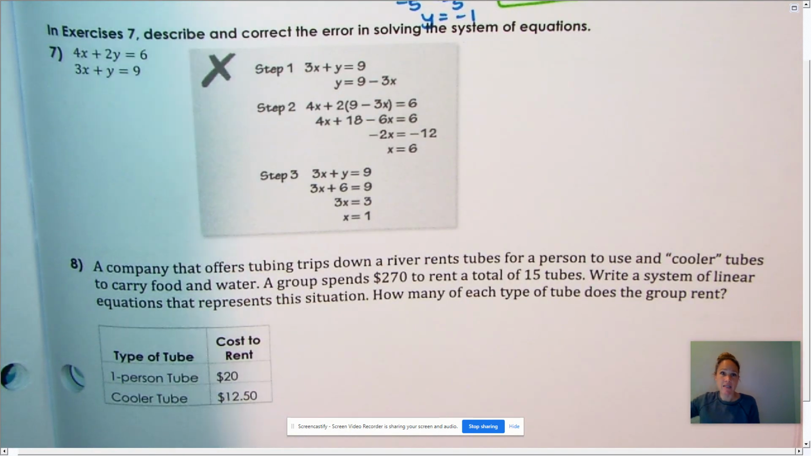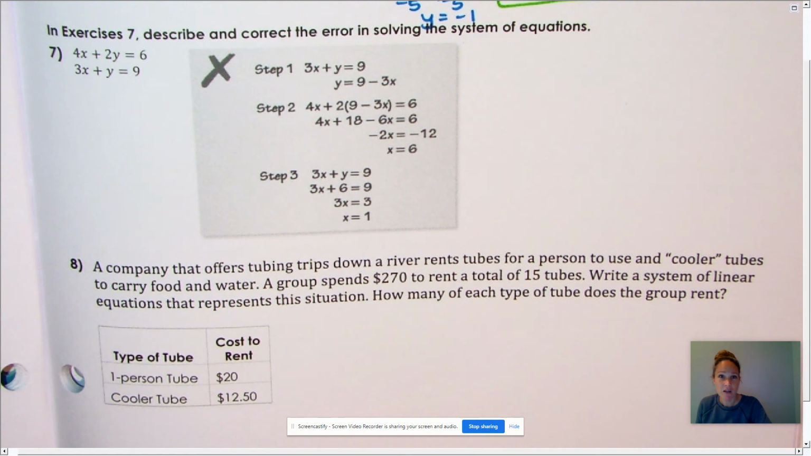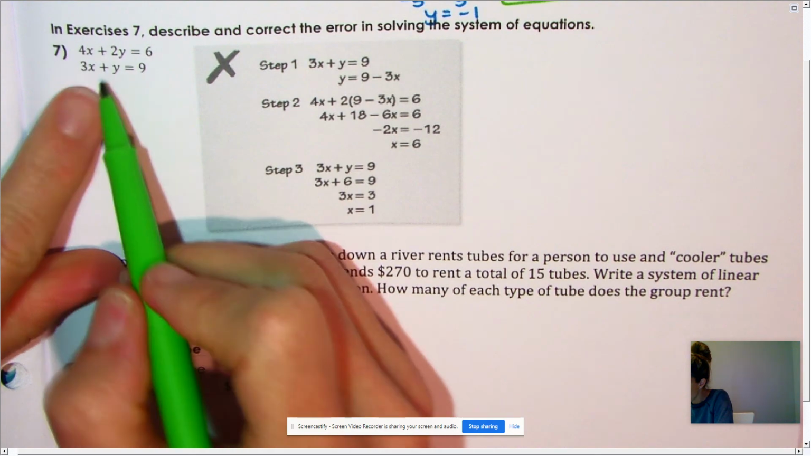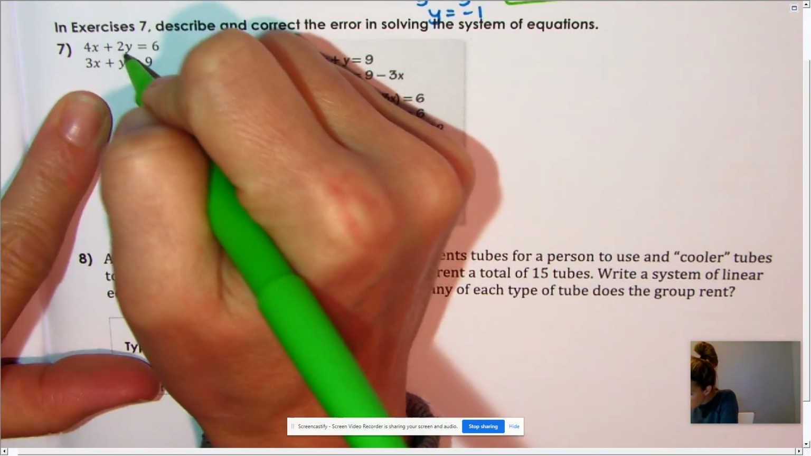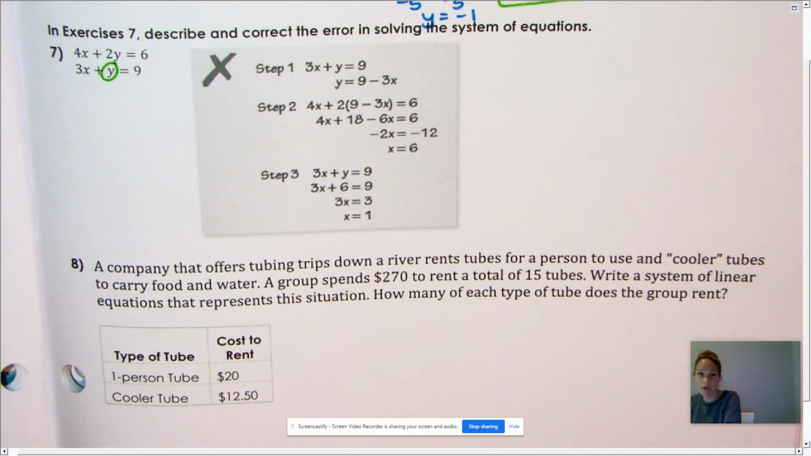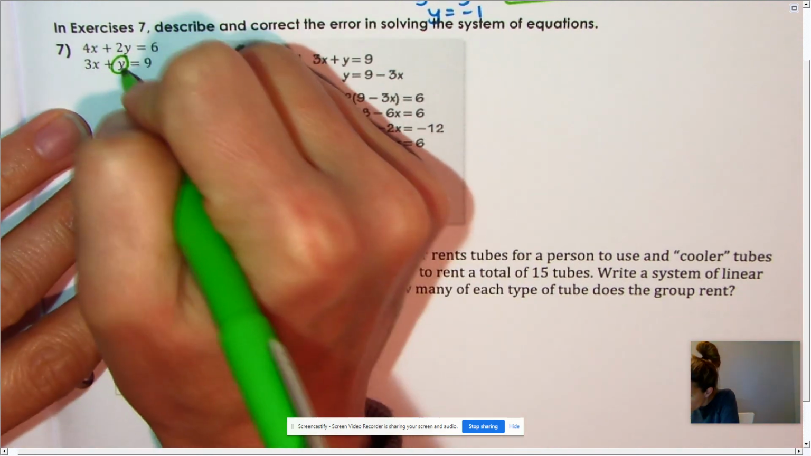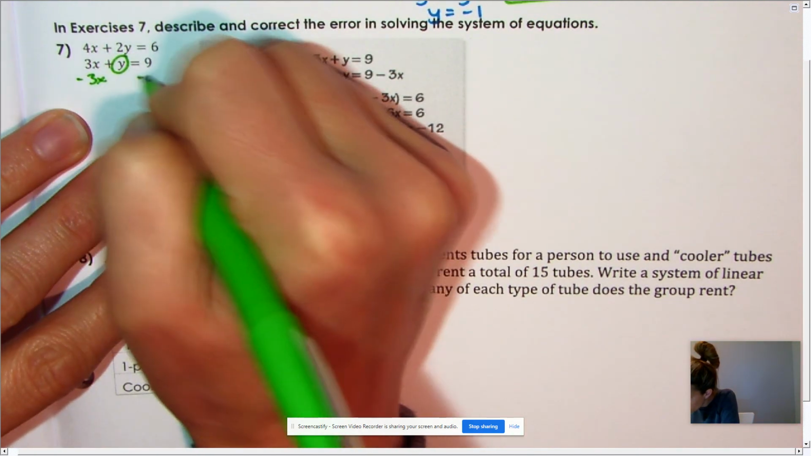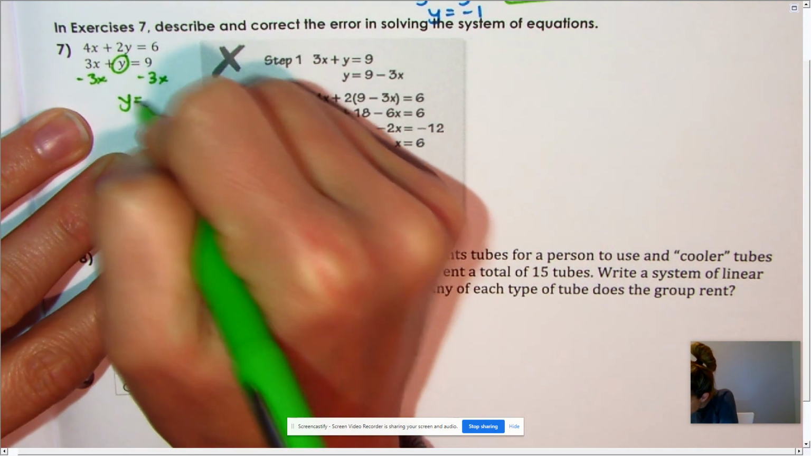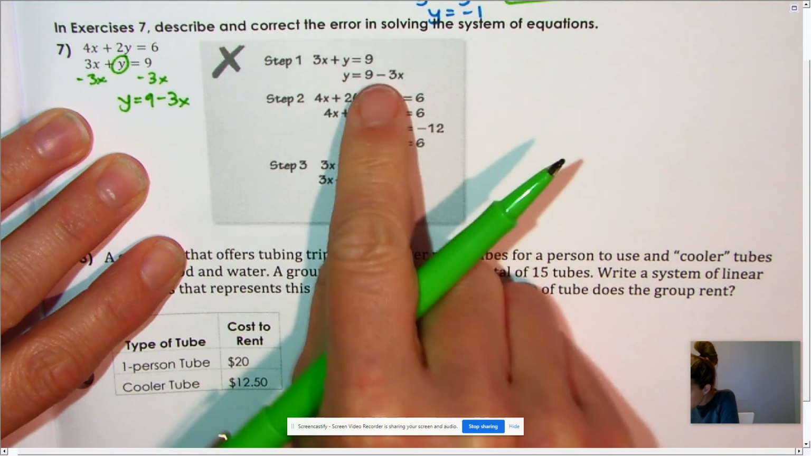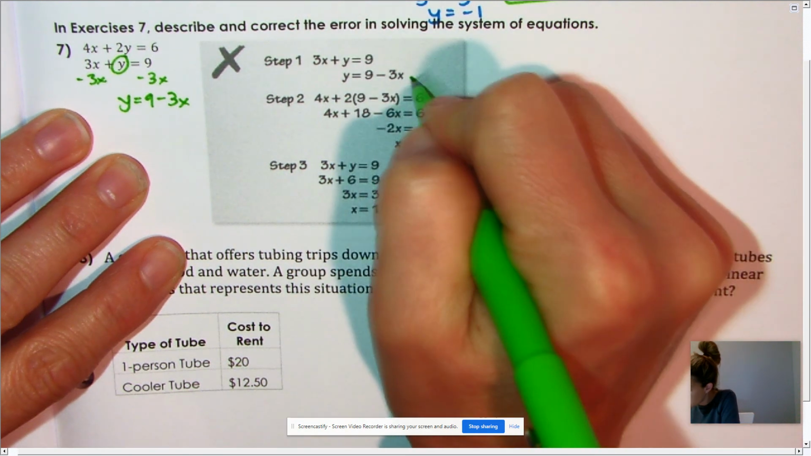This one says, describe and correct the error in solving the system of equations. So for the first step, they said, well, we don't have one by itself. Let's get this y by itself, just like what we did in our word problem on the previous page. So we said, well, if I want y by itself, I'm going to have to take away 3x from both sides. Okay, so they got y is equal to 9, take away the 3x. That part looks good. Okay, I agree with that.